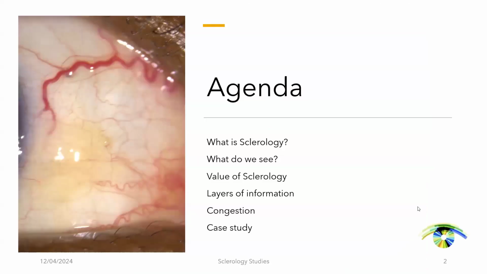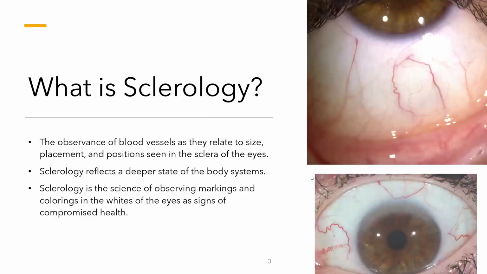I do have a little bit of an agenda. What is sclerology? Sometimes we think we know what sclerology is, and sometimes we're like, really, what is it? What do we see when we're looking at the sclera signs? The value of sclerology. How important is it? We're going to talk about some layers of information. We're going to talk about congestion and actually what is congestion. Then we're going to just do a real simple little case study, take you through one of my clients. So that's it. We're going to get going here.